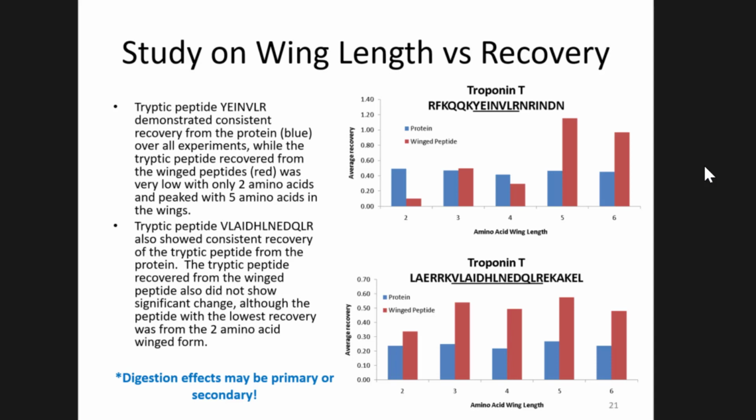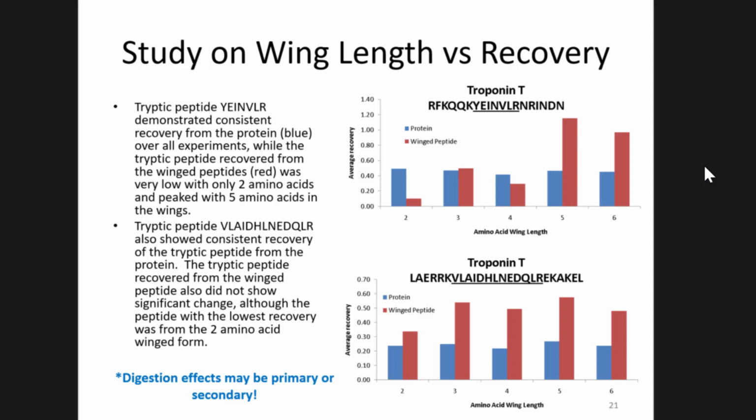But the winged peptide recovery was a lot different. So the question there is, did we spike in the right amount? Did we know the accurate concentration of the winged peptide? Is this an effect of not knowing the concentration, or is this truly an effect of digestion due to the amino acid sequence? And that's not something we could really tease apart. But the idea was you would want to get maximum recovery, and so wherever this apex is, at 5 amino acids, might be the proper wing length to mimic good digestion efficiency.